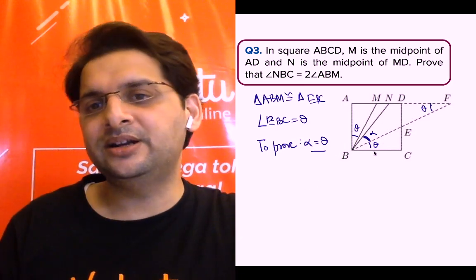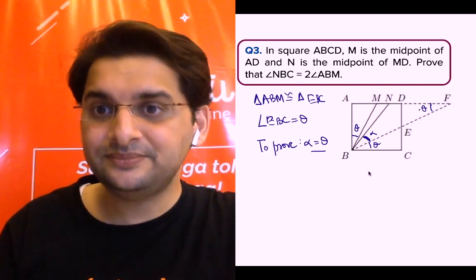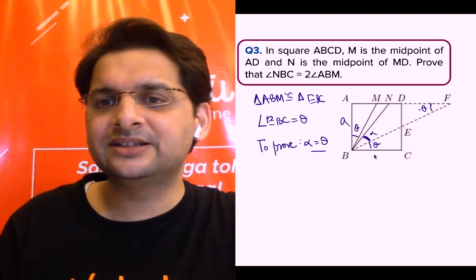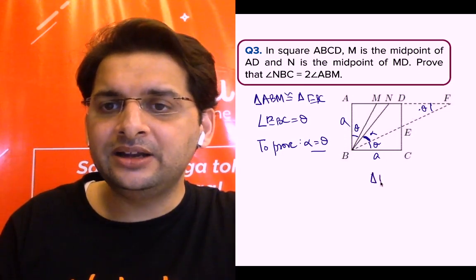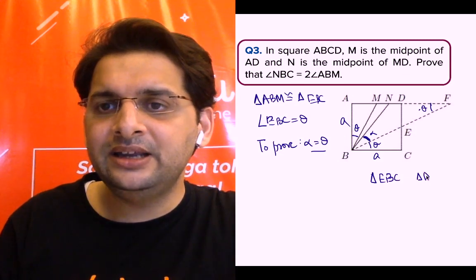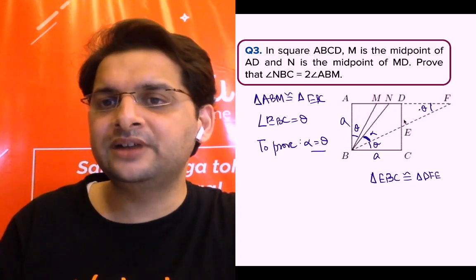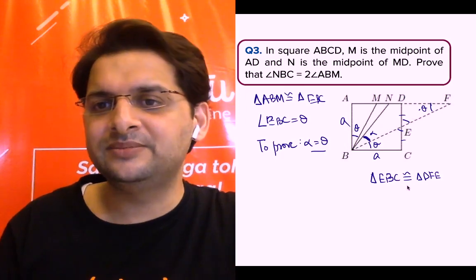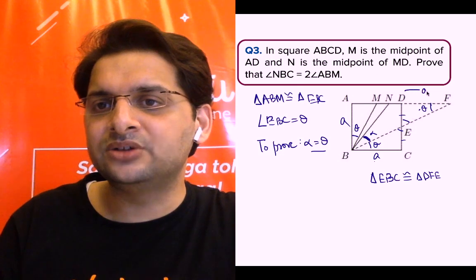So how will alpha be theta now? Now this theta is same as this theta because these are parallel lines. Right? So no problem with this. Now let us say this side is A. Now also can I claim that triangle EBC and triangle DFE are congruent in nature. These are two congruent triangles because this angle is same as this angle. This is the midpoint and this angle is same as this angle. So these two are congruent in nature. So that means if this is A, this length is also A.